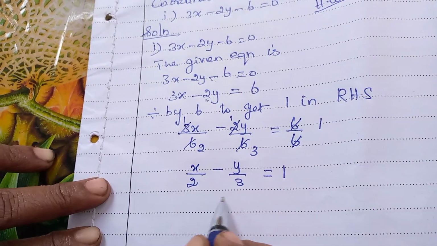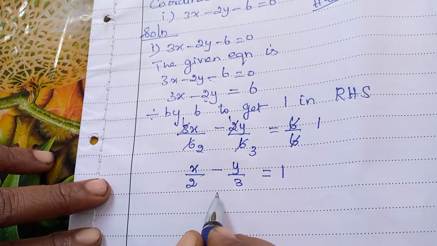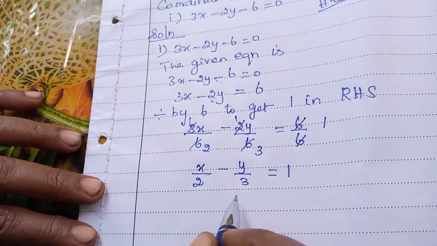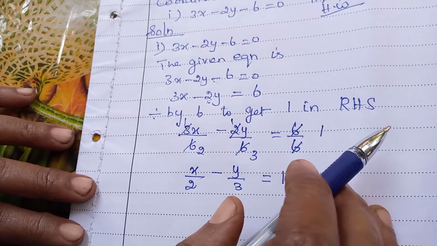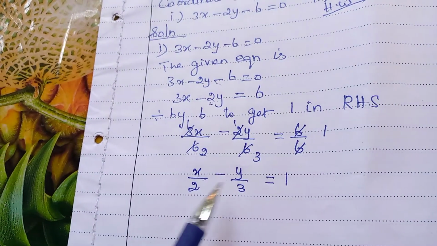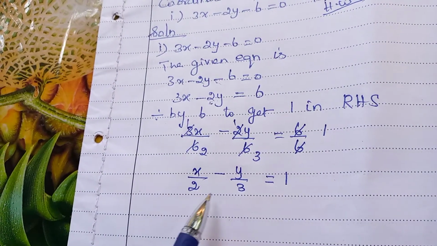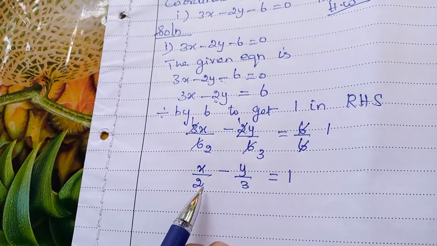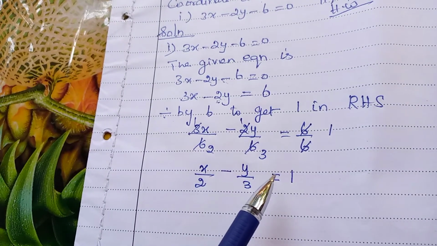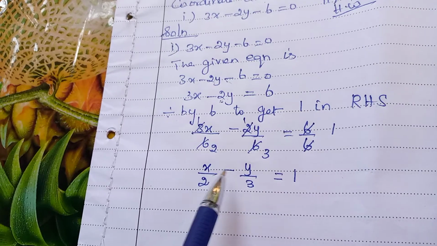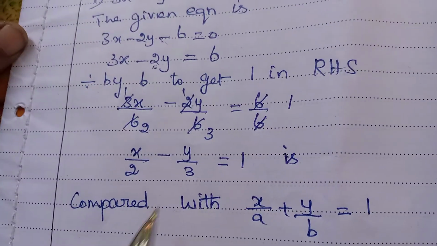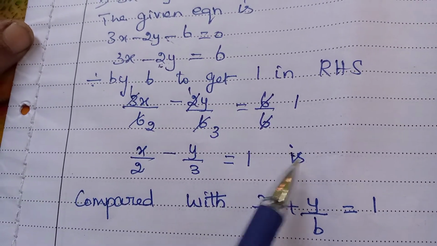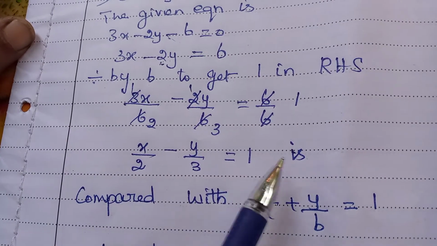What to do? Let's take the LCM of the denominators. What is the LCM of 2 and 3? 6. But here the question is to find the intercepts, so the LCM is not necessary. The intercept form is x by a plus y by b is equal to 1. Here we have x by 2 minus y by 3 equal to 1. We have to find the intercepts, that means the a value and b value.